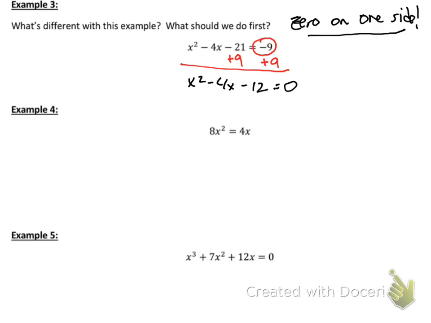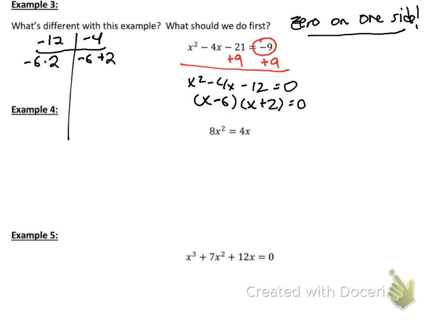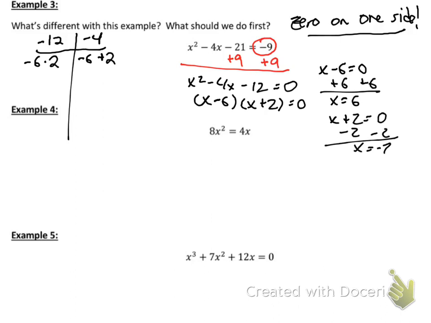and we can proceed as last time. We can use the AC method. We need two numbers that multiply up to -12 and add up to -4. So I believe -6 and 2 will do the trick. -6 plus 2 is -4. So we're going to have x minus 6 and x plus 2 equals 0. So we're going to have two solutions here. We either have x equals positive 6 or we have x equals -2.